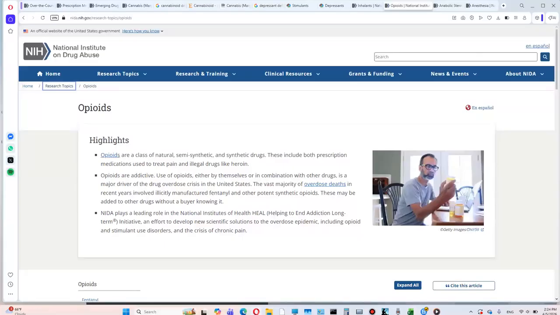NIDA plays a leading role in the National Institutes of Health HEAL, H-E-A-L, Helping to End Addiction Long-term initiative, an effort to develop new scientific solutions to the overdose epidemic, including opioid and stimulant use disorders, and the crisis of chronic pain.